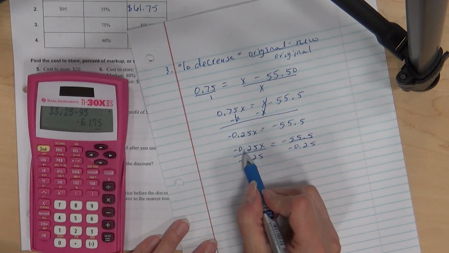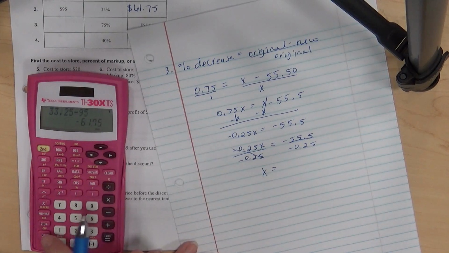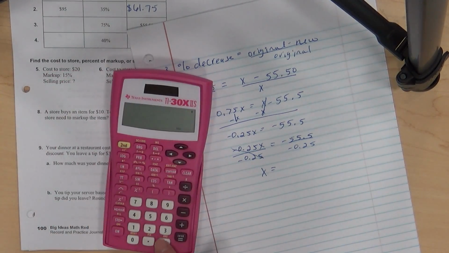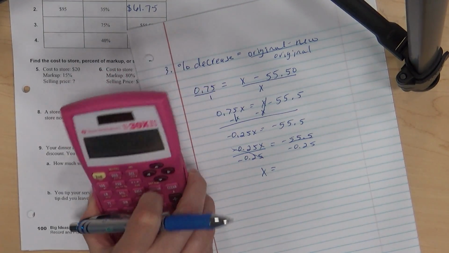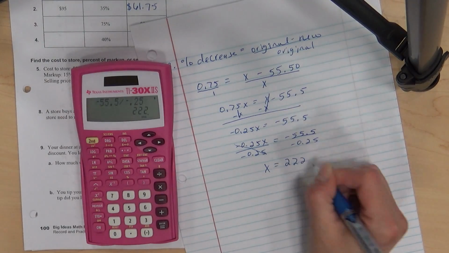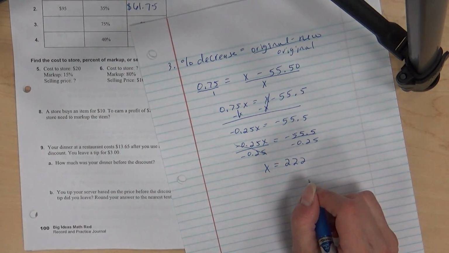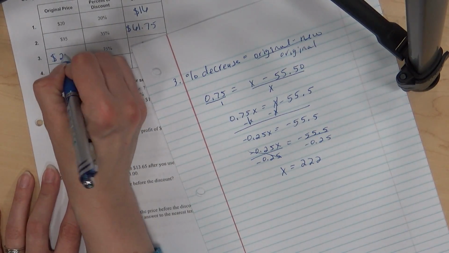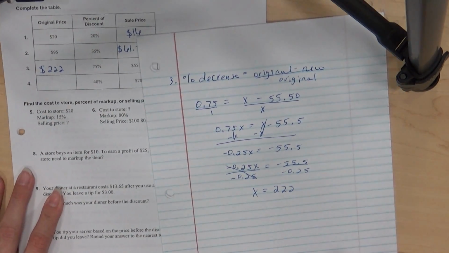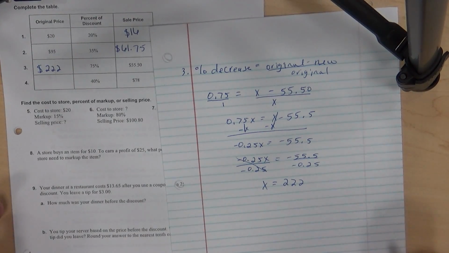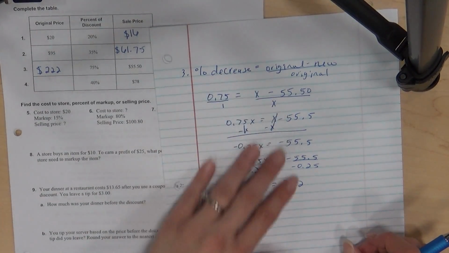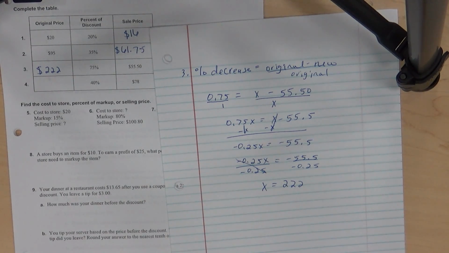Now to get x by itself, we divide both sides by negative 0.25. So the negative 0.25 cancels. We're left with x equals, and the calculator will help us. Negative 55.5 divided by negative 0.25 gives me 222. So the original price for this was $222, and that will go in this box. The new part here is just learning how to do the algebra steps, because you're still doing percent increase and percent decrease like before, but you've got a little more work to do in solving each equation.